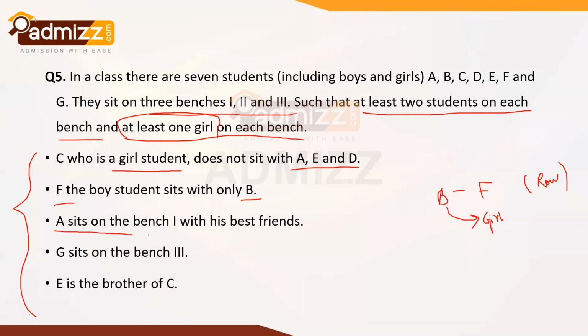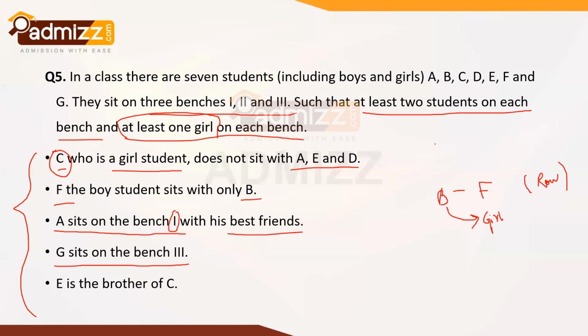Next, A sits on bench 1 with his best friends. We'll keep this in mind as well. The best friends are not explicit; they can be anyone. G sits on bench 3. Now, we know that C does not sit with A, E, D. B and F already sit together in a row and there's no space for others. So this directly implies C must be seated with the leftover student, which is G.